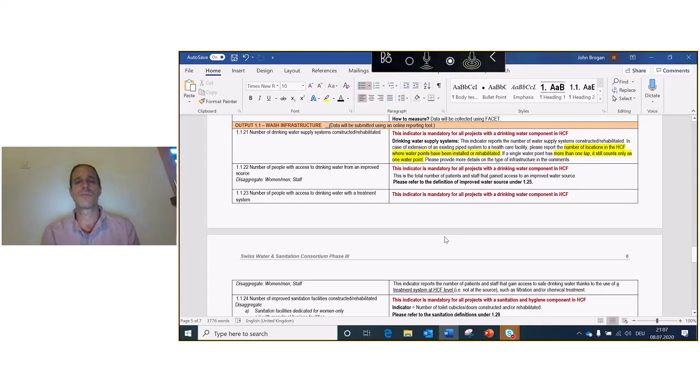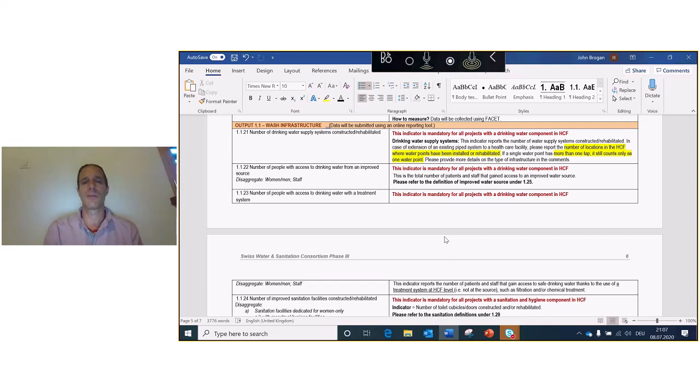So the WASH infrastructure, coming to the outputs. These outputs are monitored on a 6-monthly basis. And for drinking water supply systems, we're looking at the number of locations within a healthcare facility where water points have been installed or rehabilitated.